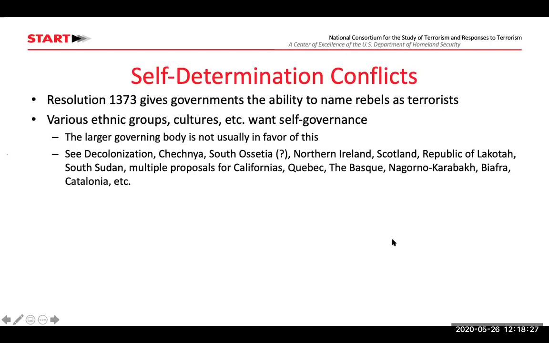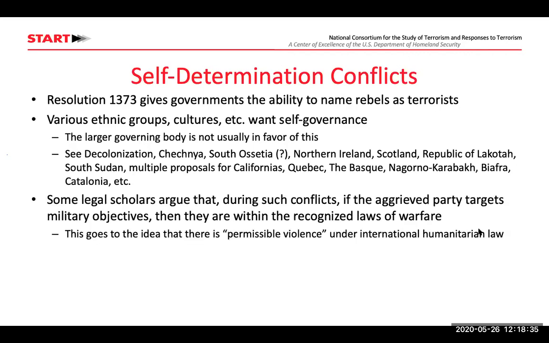As I sit here in the United States, I have to say that I'm in the United States because of a self-determination conflict that happened in 1776. So some legal scholars argue that during such conflicts, if the aggrieved party targets purely military objectives, then they're within recognized laws of warfare. There's this long-standing, millennia-old philosophical and legal understanding of what is acceptable and unacceptable violence. Some of this stems from things like just war theory, that you are allowed to do certain things under international law, and that there is permissible violence.